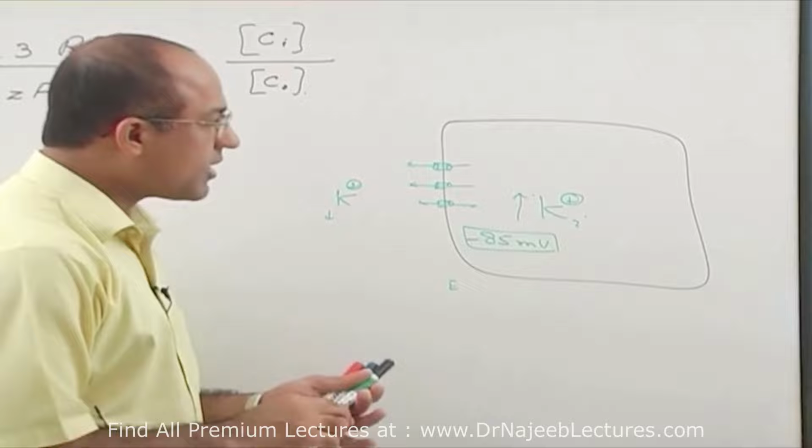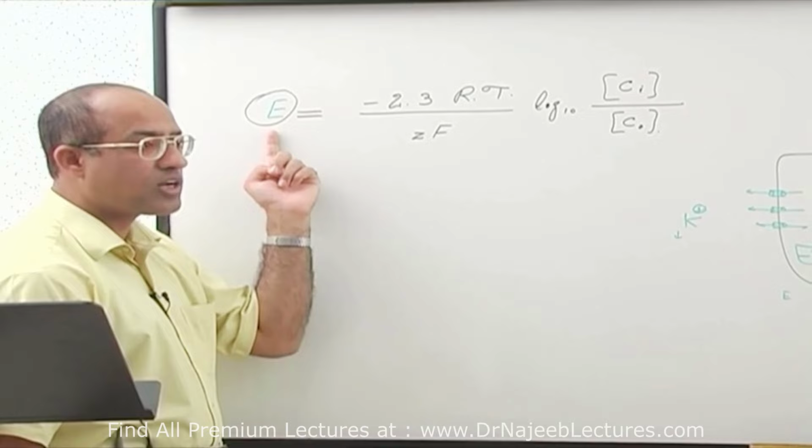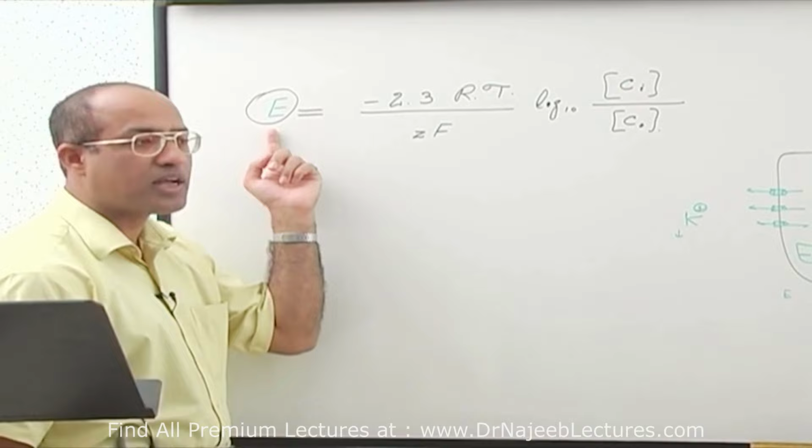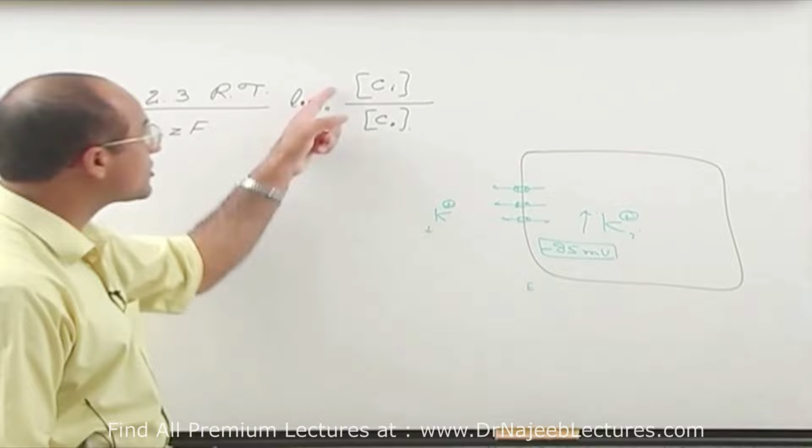Now, what is the Nernst equation meant for? The Nernst equation tells you what the equilibrium potential should be at which a particular ion's movement will stop, in spite of the fact that the membrane is still permeable to that ion. So naturally, the equilibrium potential depends on the ratio of the ion inside and outside. That is why this component is there.